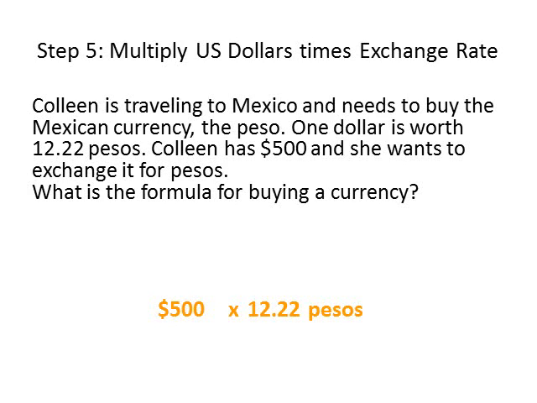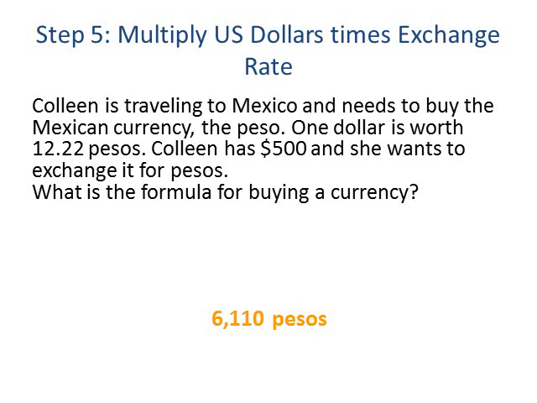Our next step is to multiply 500 times 12.22 pesos, and that gives us a total of 6,110 pesos. So when Colleen has $500 US, she's able to purchase 6,110 pesos with it.